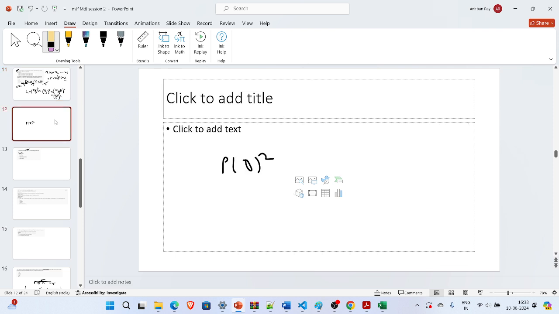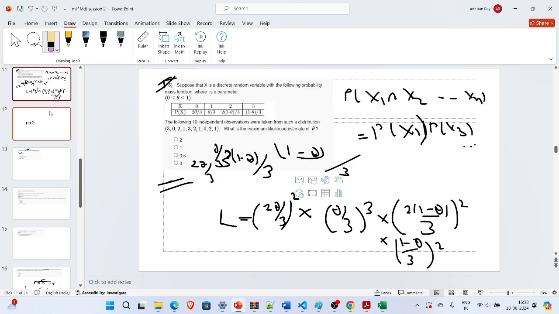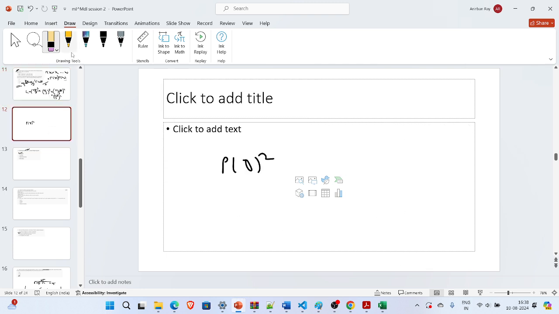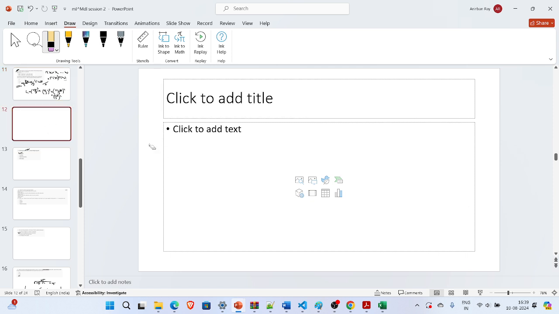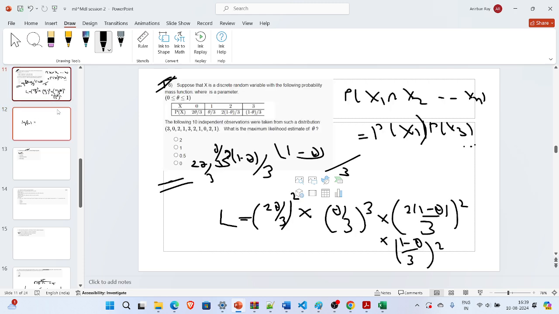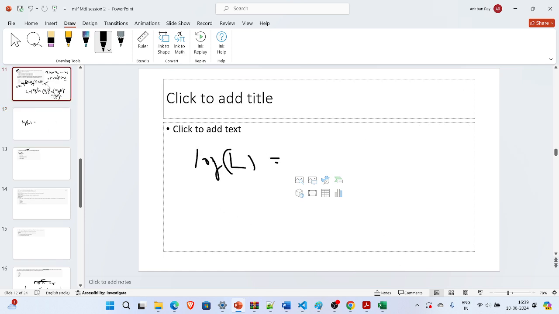Okay. Clear? So now we need to take the derivative. It may not be easy as well. So how am I going to do it? What I'm going to do is first take the logarithm of L. Why? Because it is easier to take the derivative. Logarithm is an increasing function, so it does not change the way the function behaves.